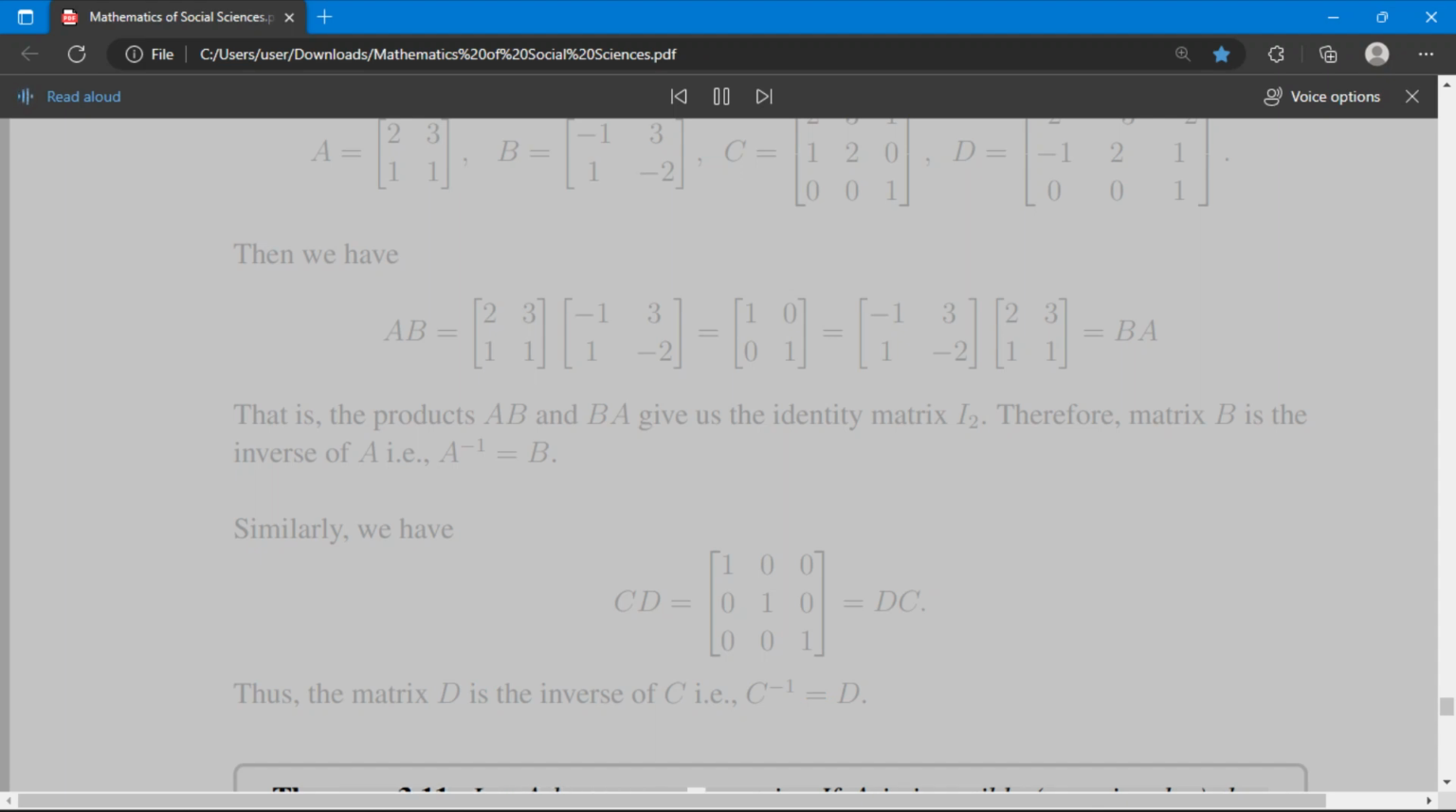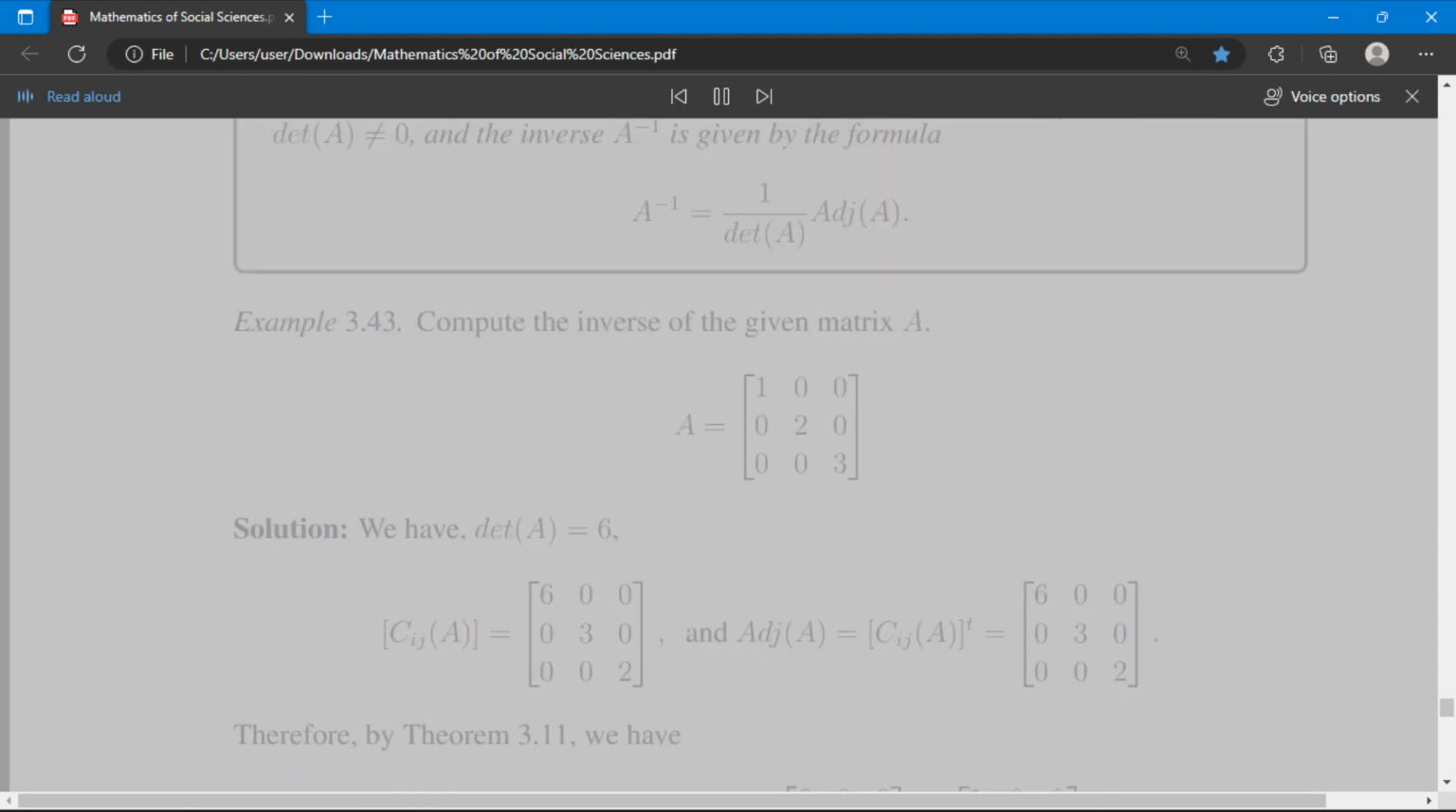Theorem 3.11. Let A be an n times n matrix. If A is invertible, non-singular, then det A is not equal to 0, and the inverse A^-1 is given by the formula A^-1 equals 1 over det A times adj A.